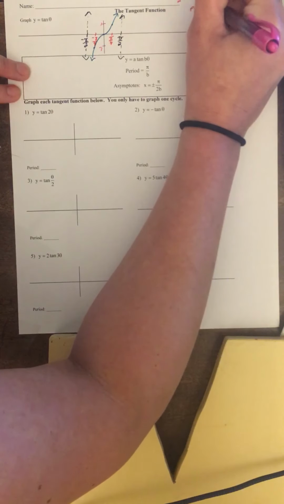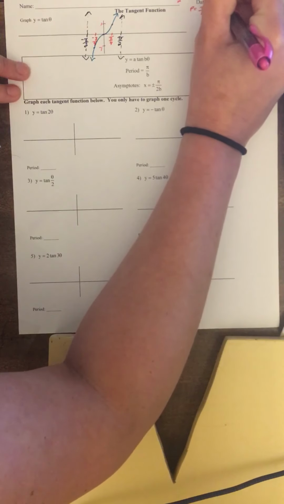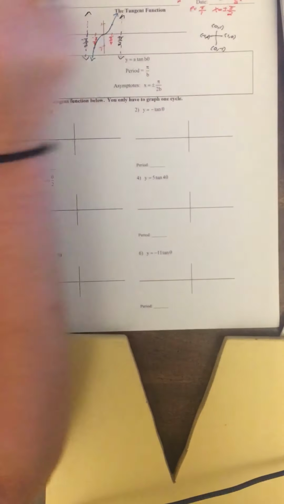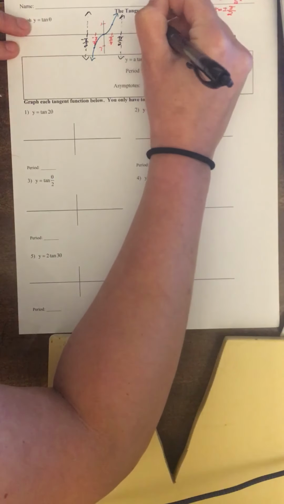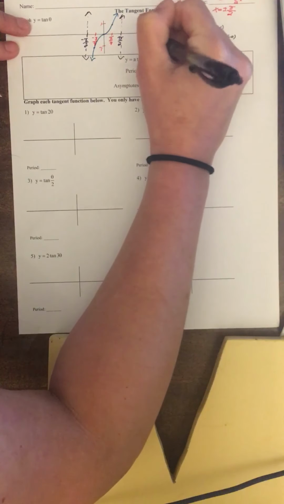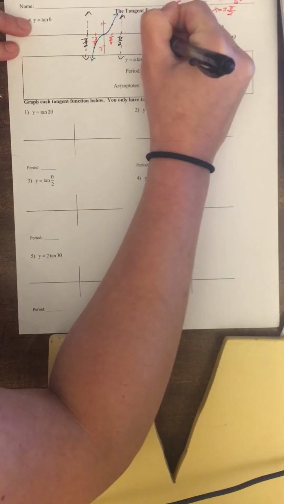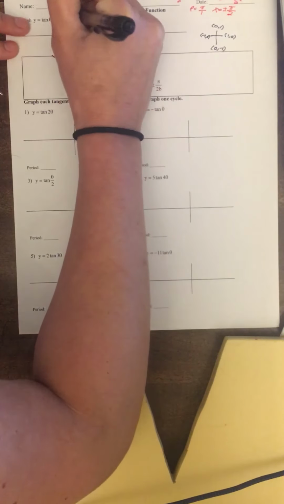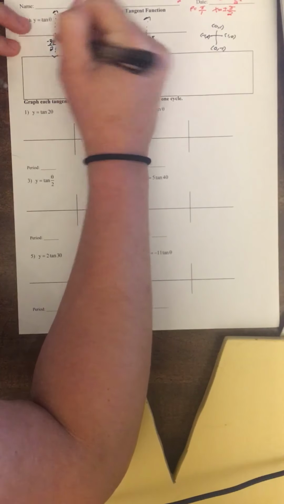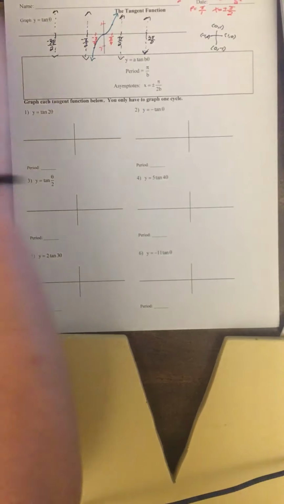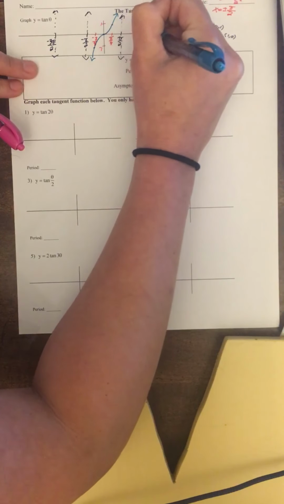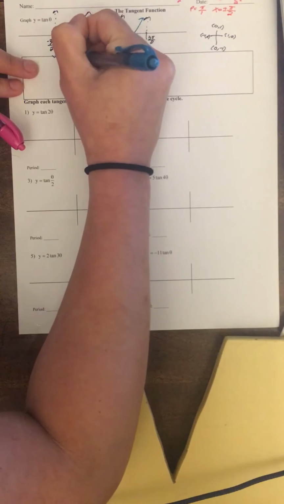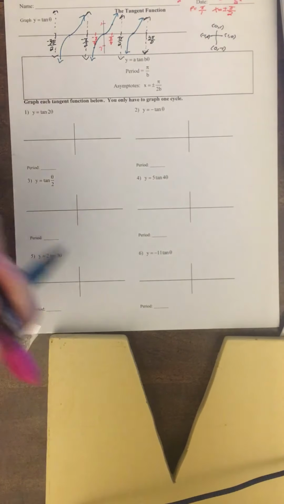So pi over 2 plus pi would just be pi over 2 plus 2 pi over 2, which is 3 pi over 2. So we would have another asymptote over here at 3 pi over 2, and right here at negative 3 pi over 2. And we could just sketch another graph here right in the middle. The most important thing for me, it's really not a lot involved in graphing tangent.